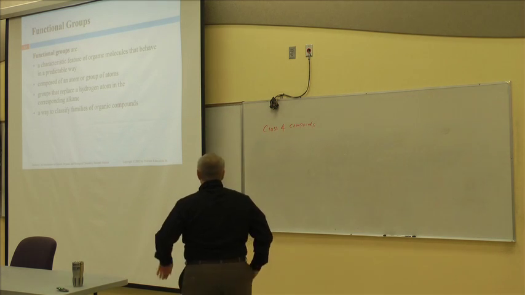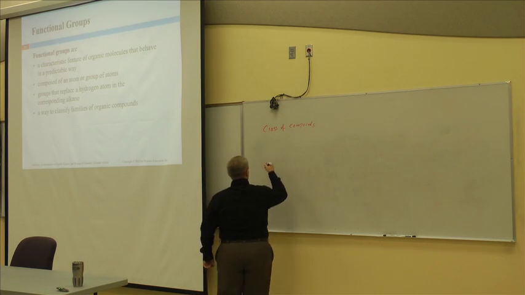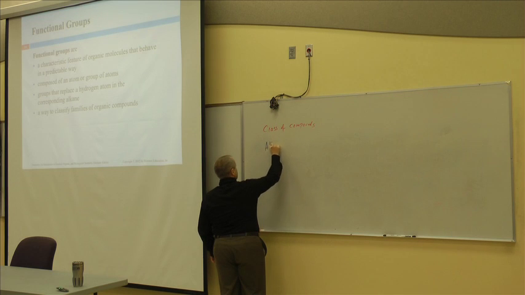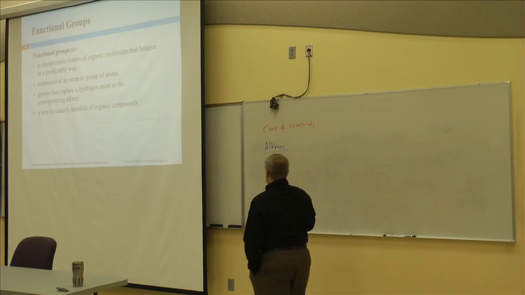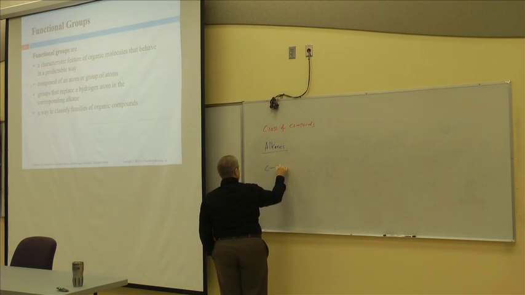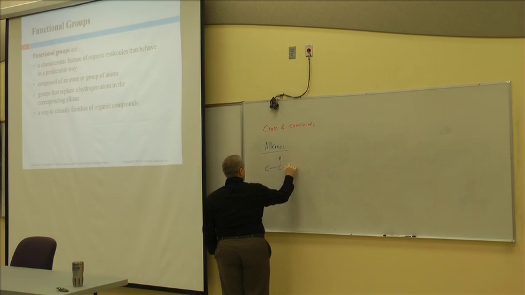Okay. The first family of compounds we're going to talk about are the alkanes. You've already seen them. We just talked at length about them. Any family of compounds that has carbon bonded to carbon and all it has is hydrogens.